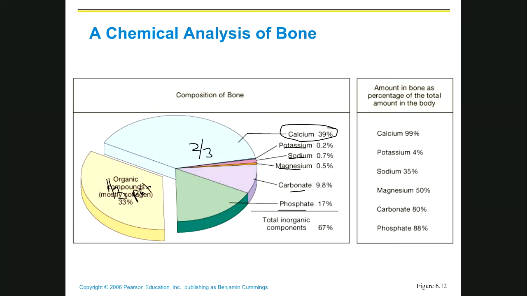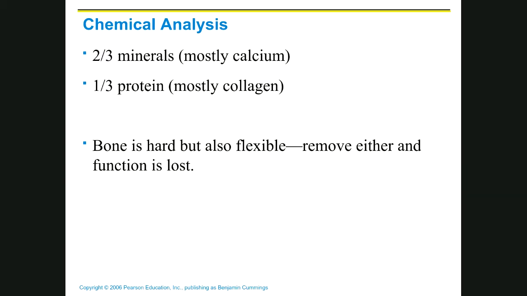So you need both of these things in order for the bone to perform the functions that it needs to perform. And if you remove either one of these, the bone's going to change. So let's look and see what happens if you take away either one of these. So remember, about 2/3 minerals and about 1/3 protein. And so the minerals are what's going to make the bone stiff and hard and all that. But bones are also a little bit flexible. You can bend a bone and it doesn't immediately break, and that's due to the proteins. So let's see what happens if we remove either one of these.